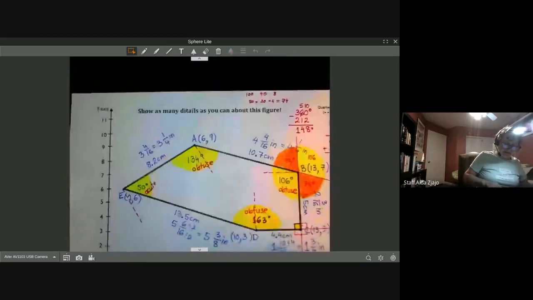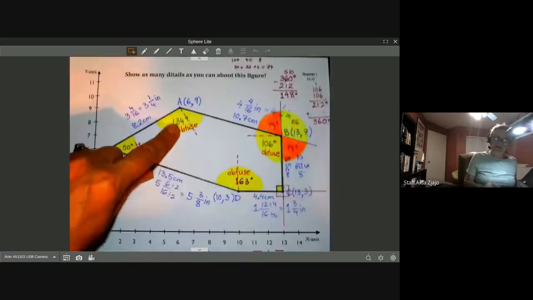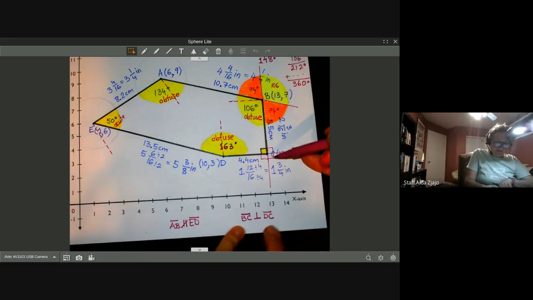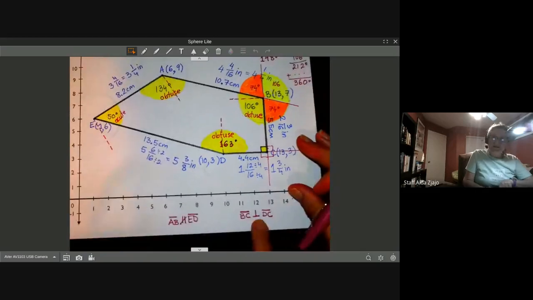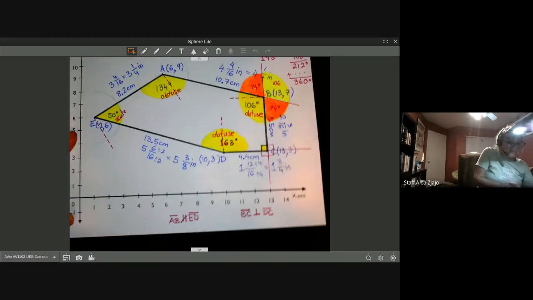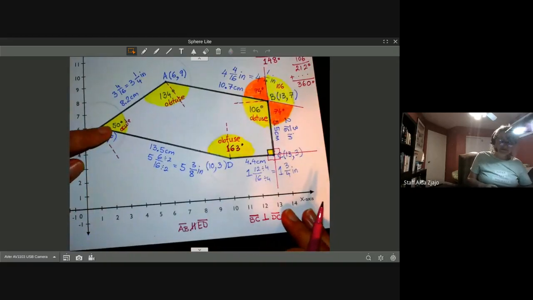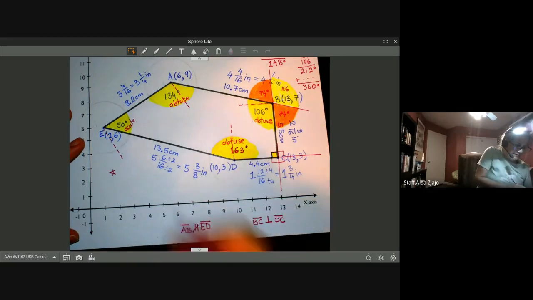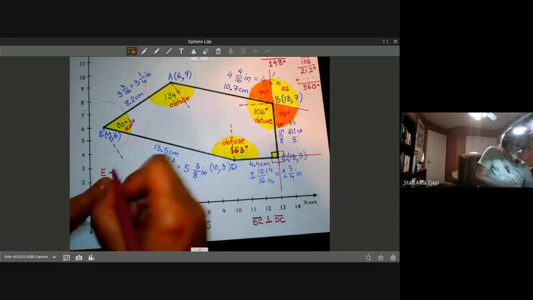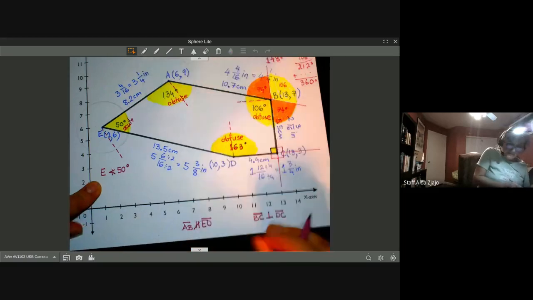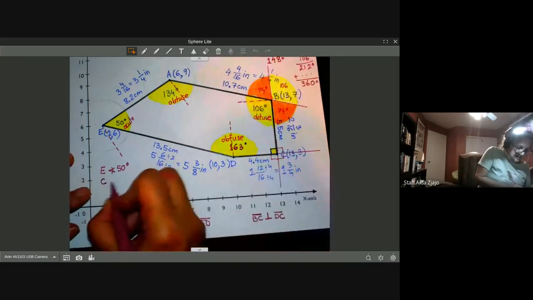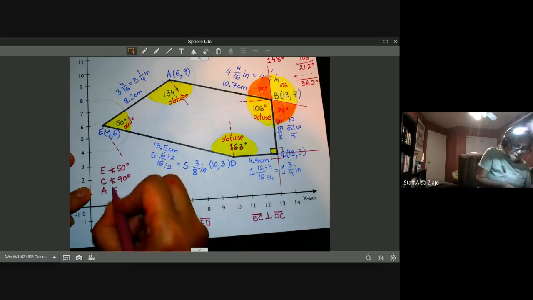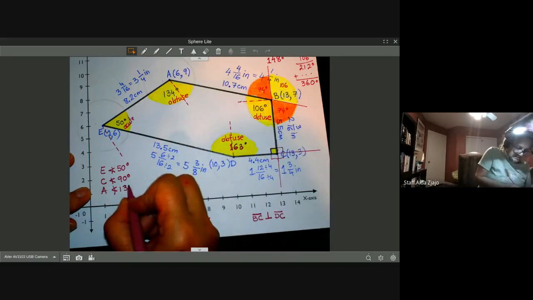I forgot to tell you how you can label angles. As we said, segment DC is perpendicular to segment BC. We also can label angles. For example, if I label this 50 degree angle, this is how I label it, with a little arc that represents the angle. Angle E is 50 degrees. Angle C is 90 degrees. Angle A is 134 degrees, and so on.